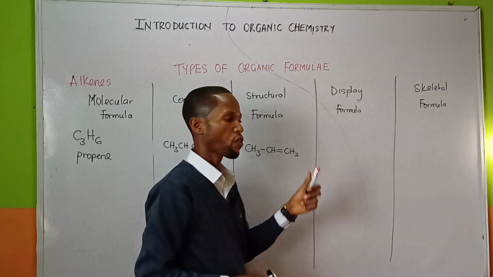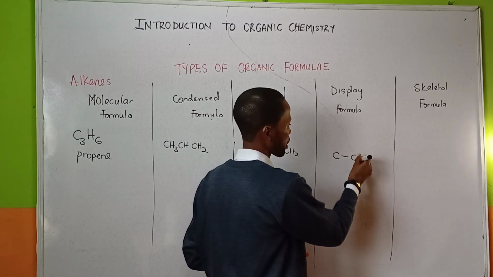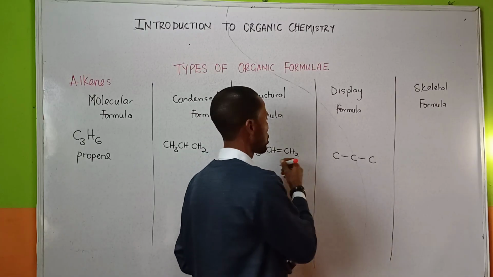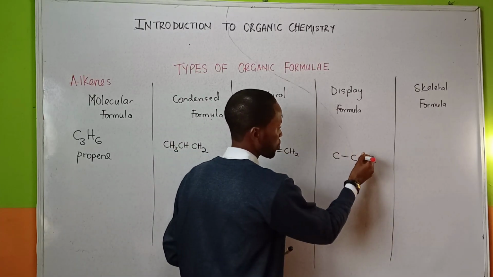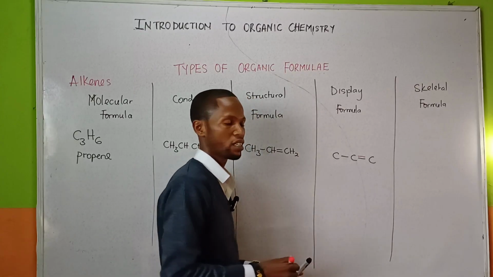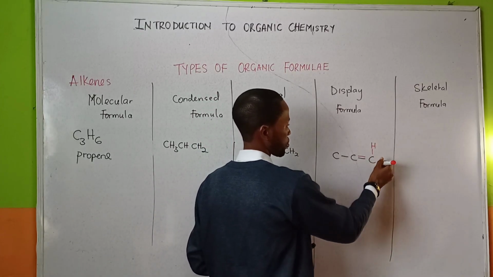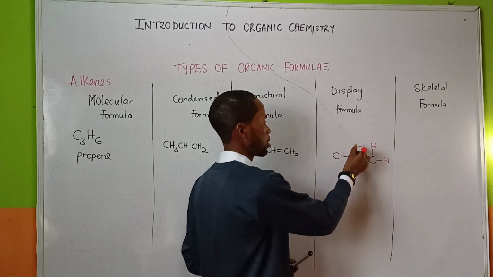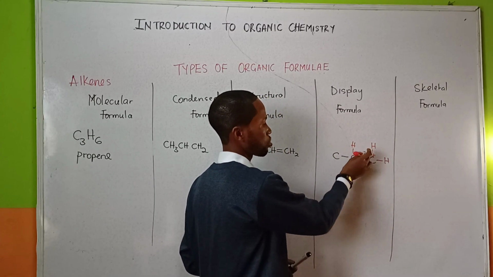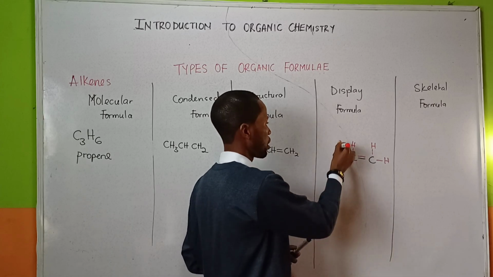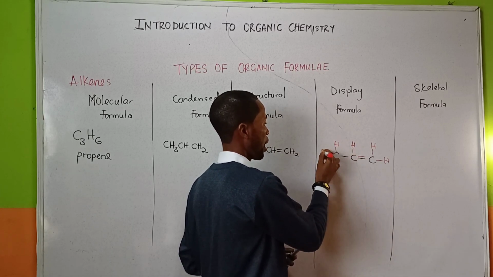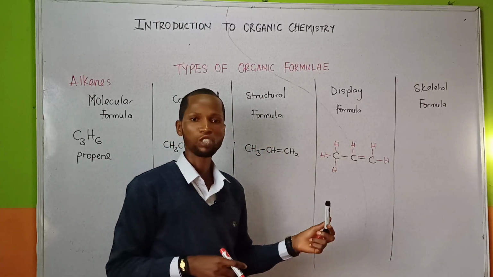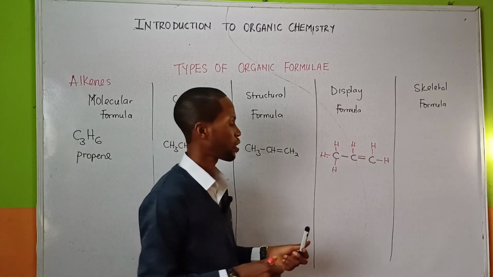So the display formula is written as, you show the carbon skeleton, okay, with single bond connection at first. Since we are dealing with alkene, we have a double bond right there. So hydrogen, count 1, 2, 3, 4. We have 4 bonds around carbon. Hydrogen, count 1, 2, 3, 4. We have 4 bonds around carbon. Hydrogen. So this is the display or stretched formula for the propene.